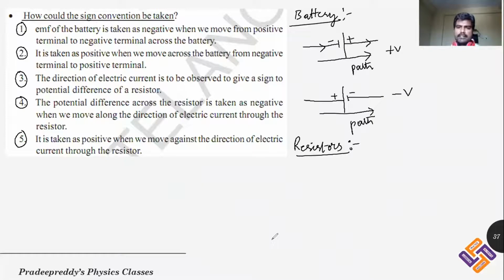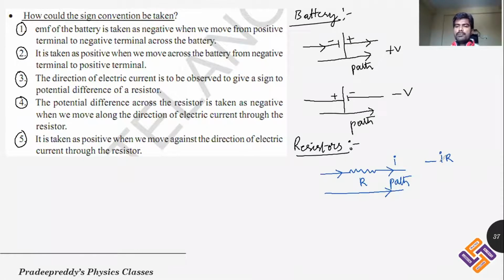Next is for resistors. Now let us consider there is a resistor, and this resistor has resistance R, and there is some current flowing through this resistor, and that current is I. And your path is in the same direction as that of current. Current path and the path which you are traveling is same. In such case, you will be taking it as minus IR, which is voltage dropped across the resistor.